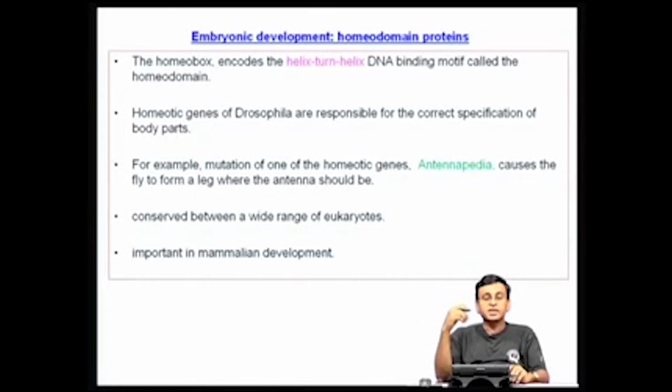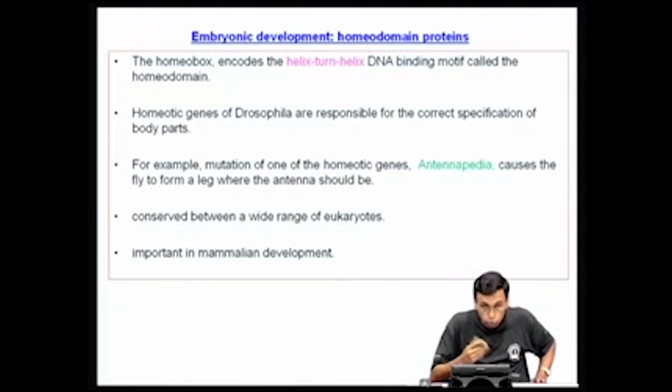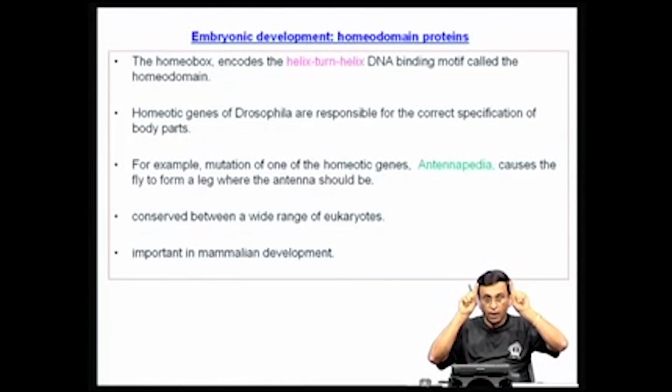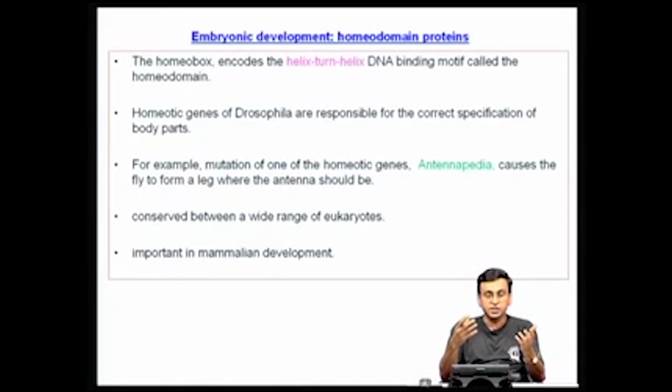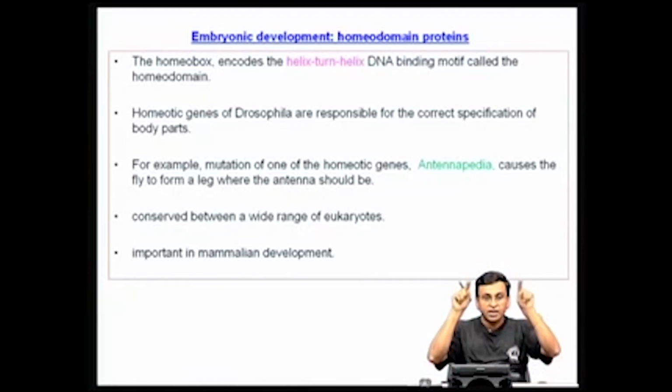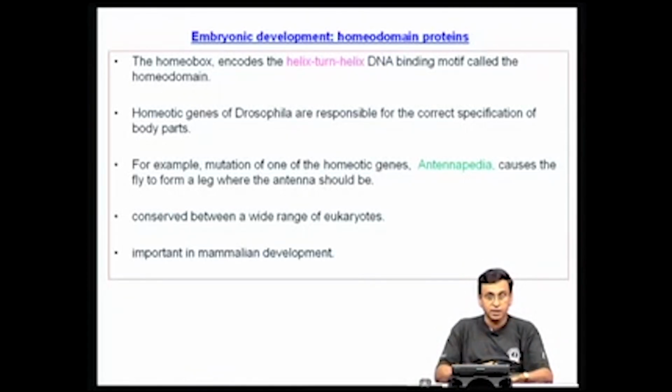For example, in the case of Drosophila, there is a specific homeotic gene called antennapedia. If you now mutate or delete this particular region, usually you have antenna on the head of the Drosophila fly, and instead of antenna you actually get legs. So, this is what is called homeosis. That is, there are transcription factors which can change the developmental or differentiation program such that instead of formation of an antenna, a leg is formed on the head. So, the whole organ transformation is controlled by a single transcription factor.